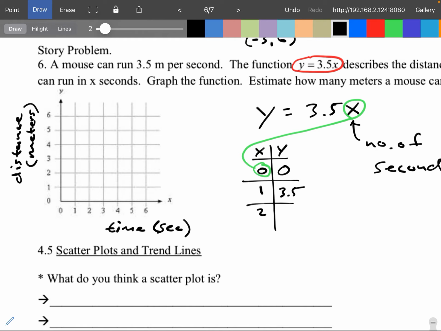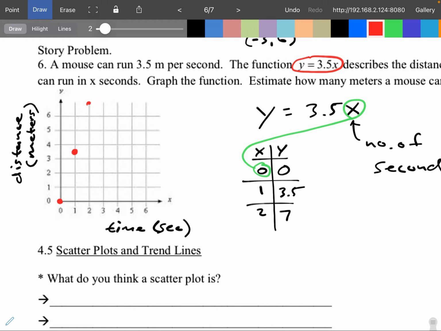So we plug in 0 for x right there. What's 3.5 times 0? 0. Good. Thank you, Cameron. What's the next one? What's 3.5 times 1? 3.5. Thank you, Cameron. What is 3.5 times 2? 7. So those are the only points we're going to try to plot then.